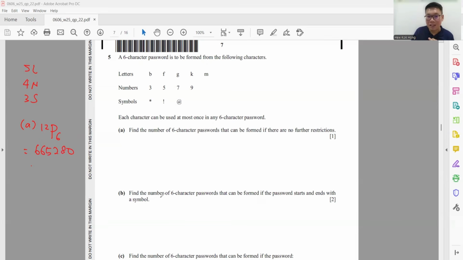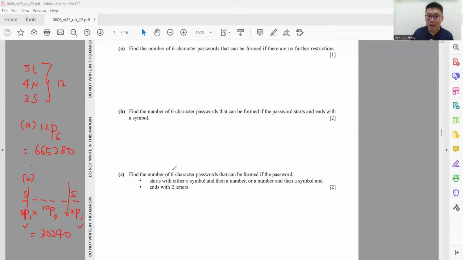Part B, find the number of 6-character passwords that can be formed if the password starts and ends with a symbol. So the first symbol we choose from 3, so it's 3P1. And then for the last symbol, since we already extracted 1, we have 2 symbols left to choose from. Then from here we have 12, but already picked 1 here, 1 here, so we have 10 things left to pick, and you need to choose 4 of them to fit in here. Then again, you key in the calculator, get the answer.